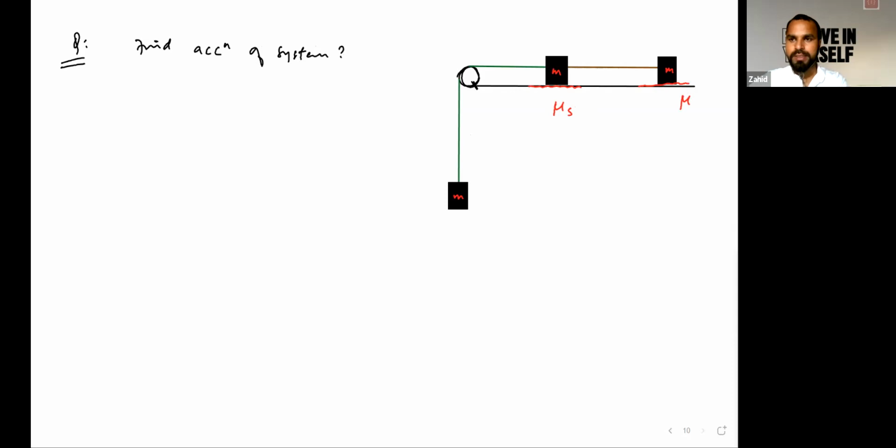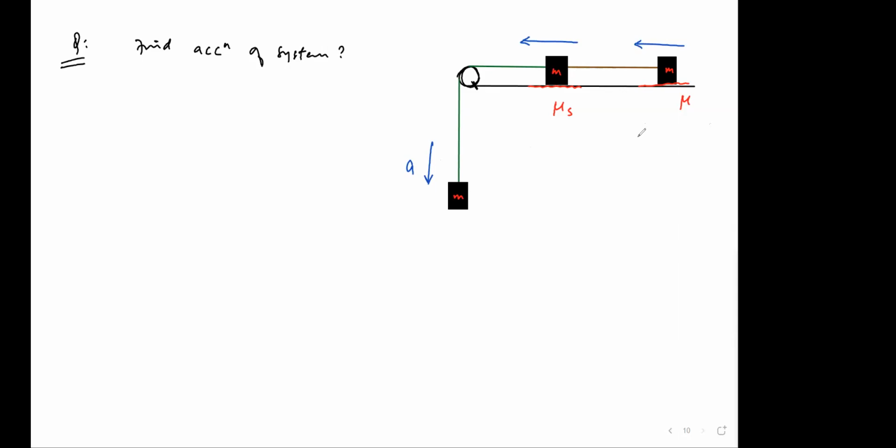So how will you calculate this? I'm giving you some relationship. For any problem, first of all, define in which direction the whole system would accelerate. So you will say there is only one force which will accelerate this whole system, so it will be along this direction. Is it clear? Yes, sir.